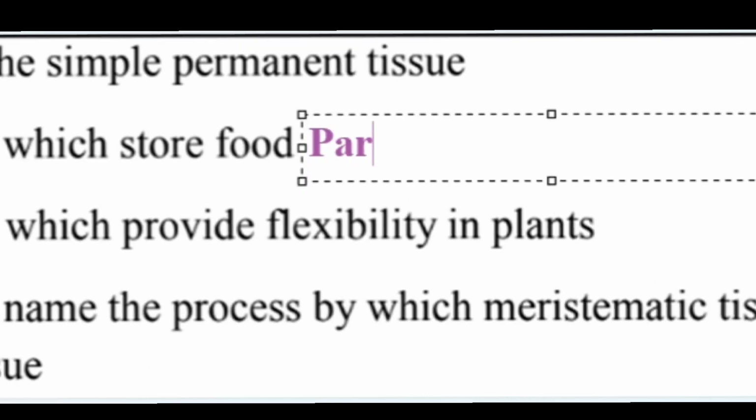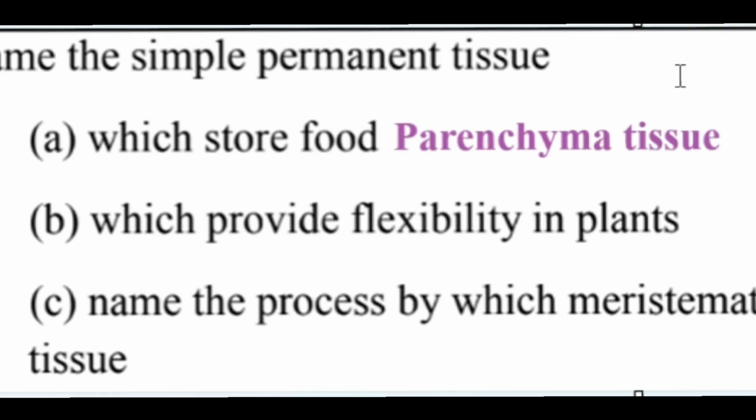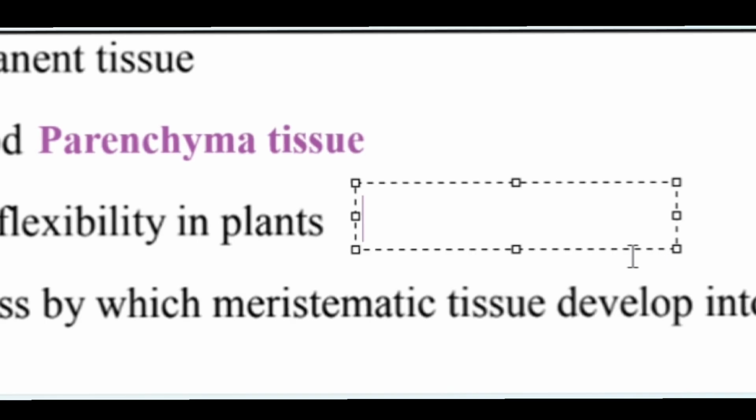So the answer is parenchyma tissue. Then the tissue that provides flexibility in plants is collenchyma tissue.